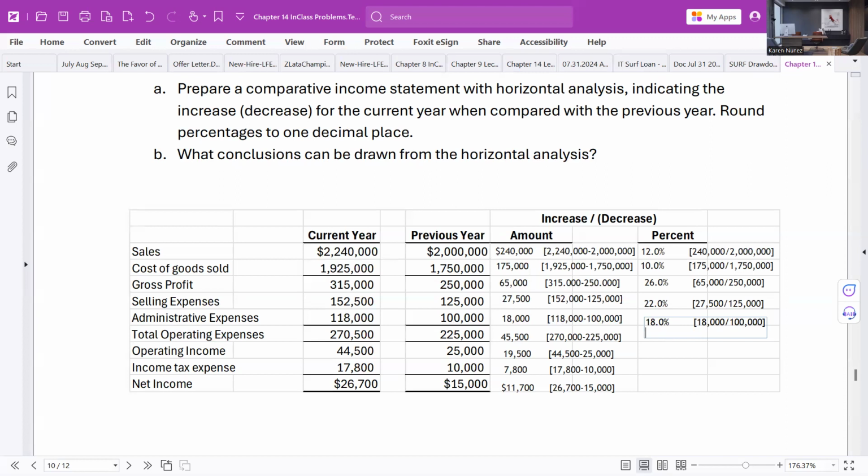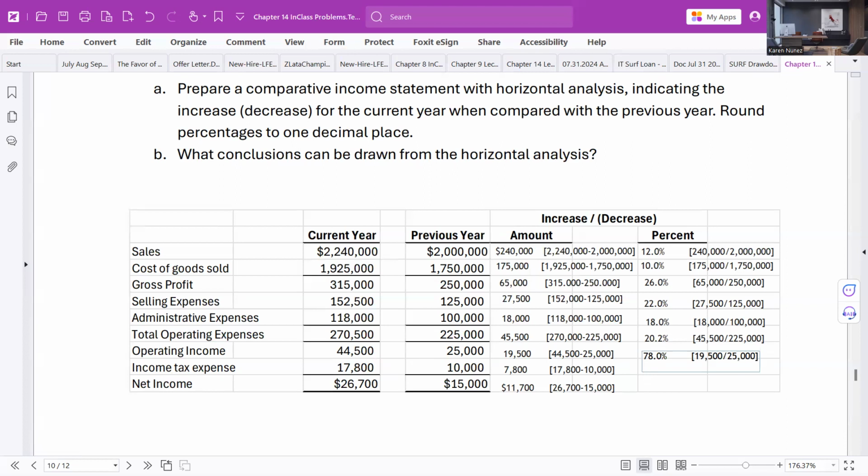That's an 18% increase. And then when we look at the total operating expenses, well, the total operating expenses are up 20%. That 45,500 is a 20% increase. And then when we look at operating income, well, operating income in this case has gone from 35,000 to 44,500. That's a $19,500 increase. So that's 78%. All right, that's a 78% increase in our operating income.